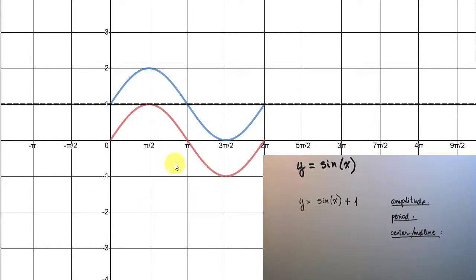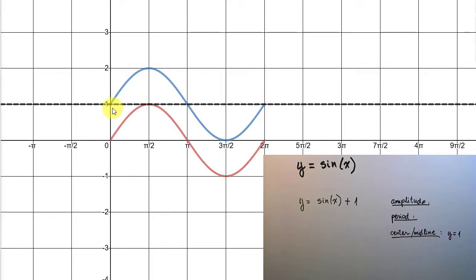So what is the relationship now? It looks like the exact same shape as the original sine function. All that happened in this sine of x plus 1 is, first of all, the midline is pushed up from originally y equals 0, the x-axis, to y equals 1. So the midline here is y equals 1.